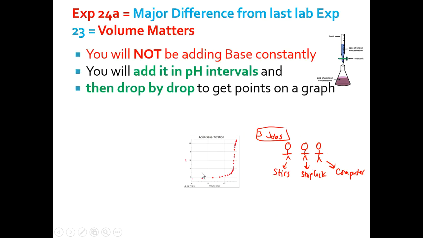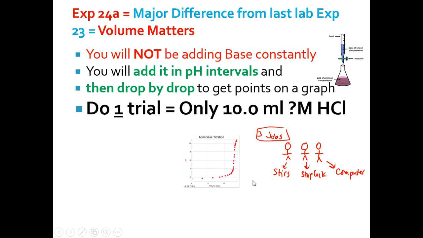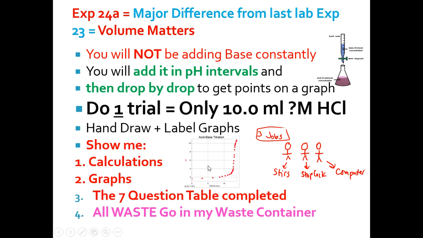When we're doing that, of course, you're not going to add the base constantly. You're going to do it in pH intervals so that it jumps up like this graph. Each partner will have a different job. But what you're doing, of course, is you're building it up. We'd only do one trial, and it's about only 10 milliliters of the hydrochloric. Your job would be to figure out, as you look at those jumps, you're looking for the most vertical change in the pH. That's where the pH has shifted the most, where you've gone from extra H's to extra OH's.